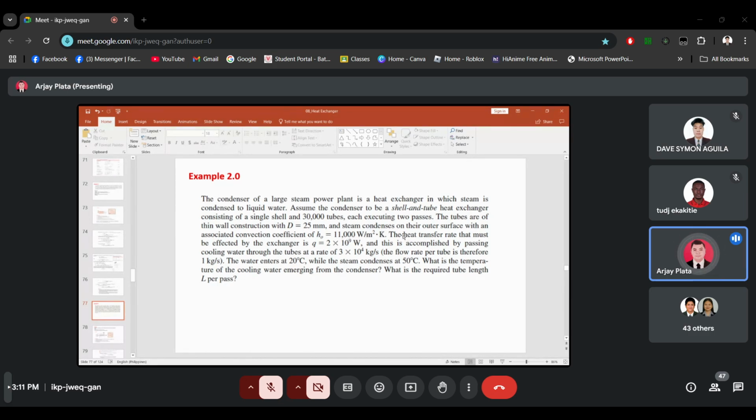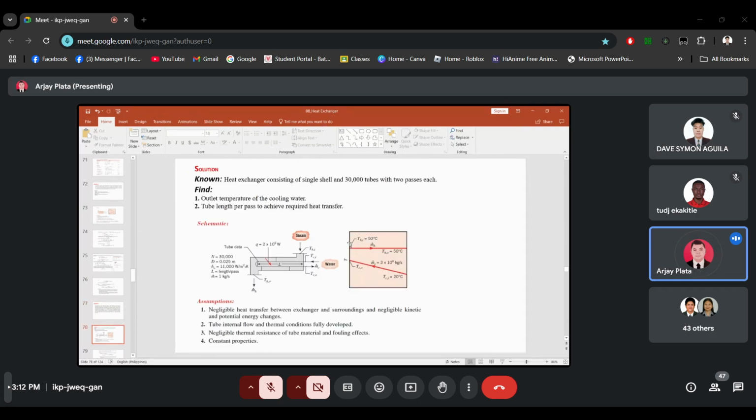Another thing, the actual heat transfer rate is also given. We have 2 times 10 to the 9 watts, as well as the mass flow rate. It is composed of 30,000 tubes with 25 mm diameter. So, known: a heat exchanger consisting of a single shell and 30,000 tubes with 2 passes each.